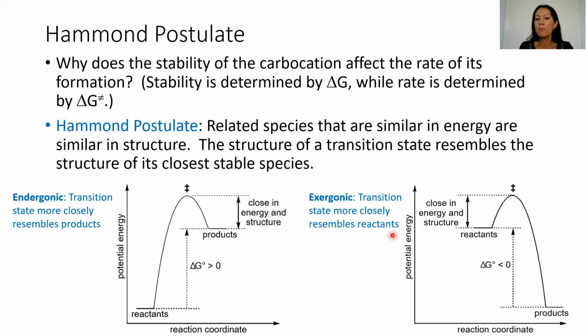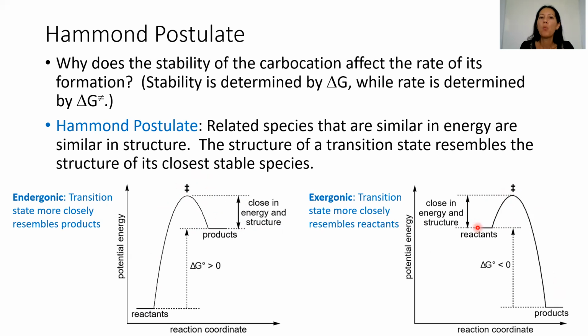Let's look at our two basic energy diagrams: endergonic, overall requiring energy; exergonic, overall releasing energy. So in this case, this is showing in the endergonic example, the product, because it's higher in energy, is closely resembling the transition state. So these will be similar, more similar in energy and structure. In the exergonic case, the reactants and the transition state resemble each other more.